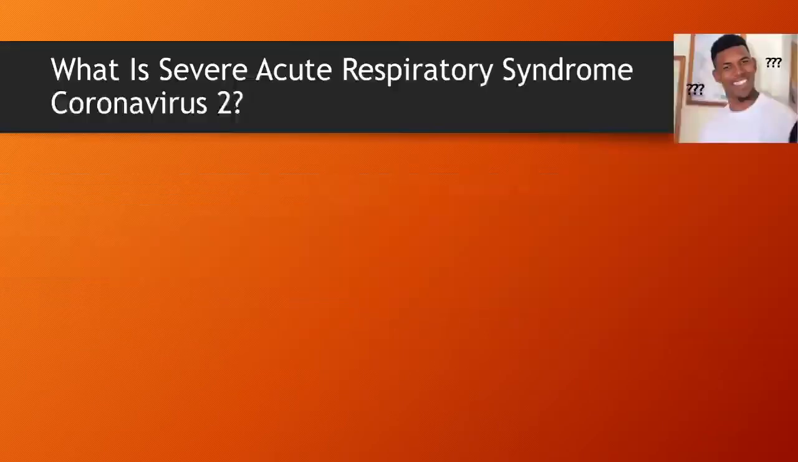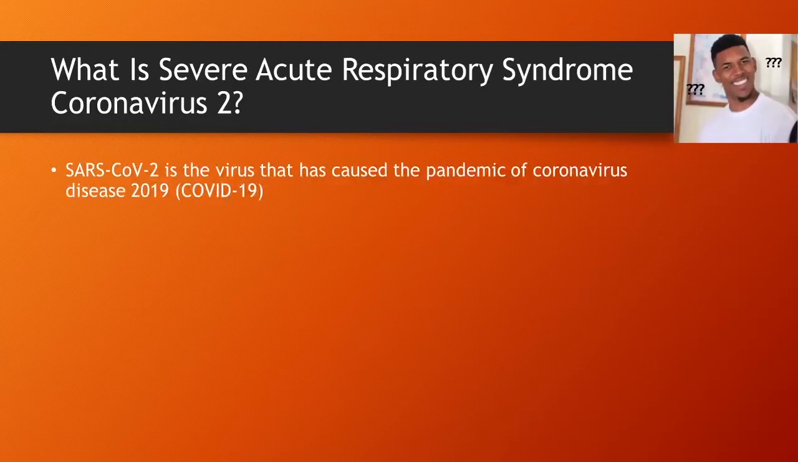But let's begin. What is severe acute respiratory syndrome coronavirus 2? Well, SARS-CoV-2 is the virus that's caused the pandemic of coronavirus disease 2019. So that's what we're seeing all around the world. That's what you hear on the news, literally everywhere.